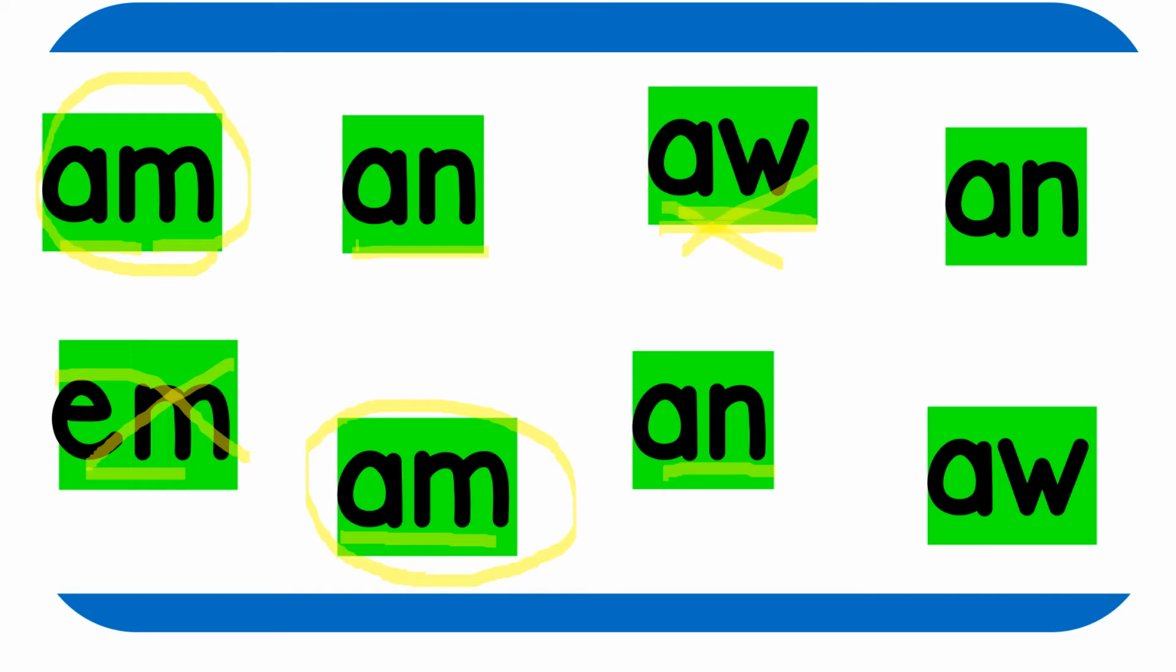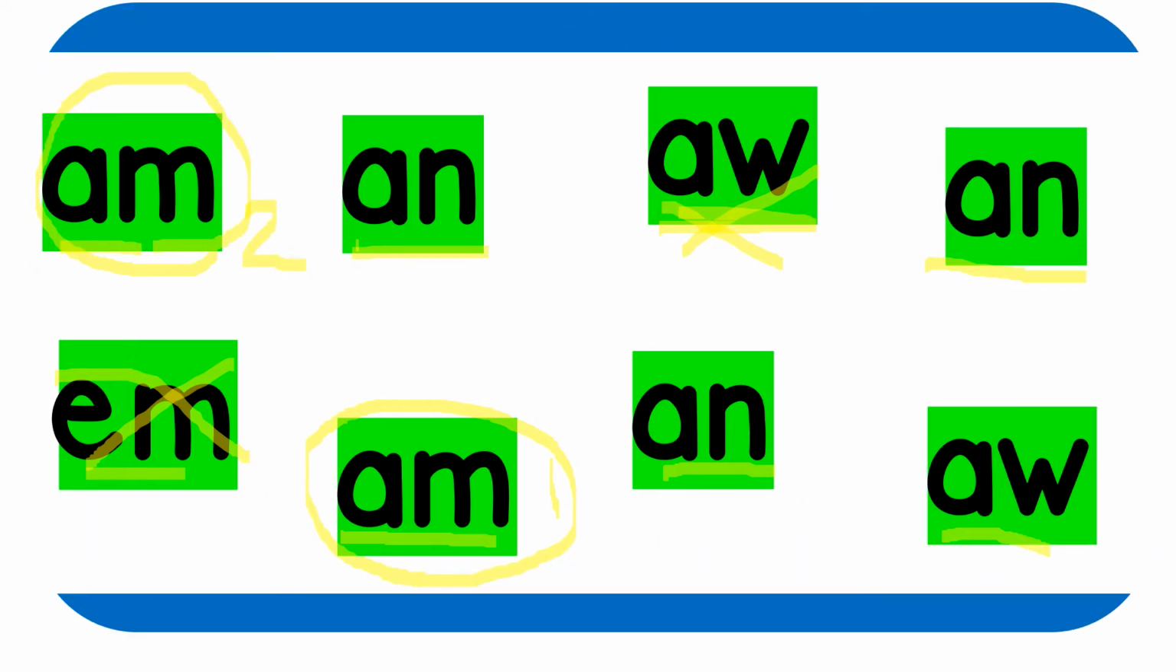A and W together says ah. An. How many times can we find a? One time, two times. Good job!